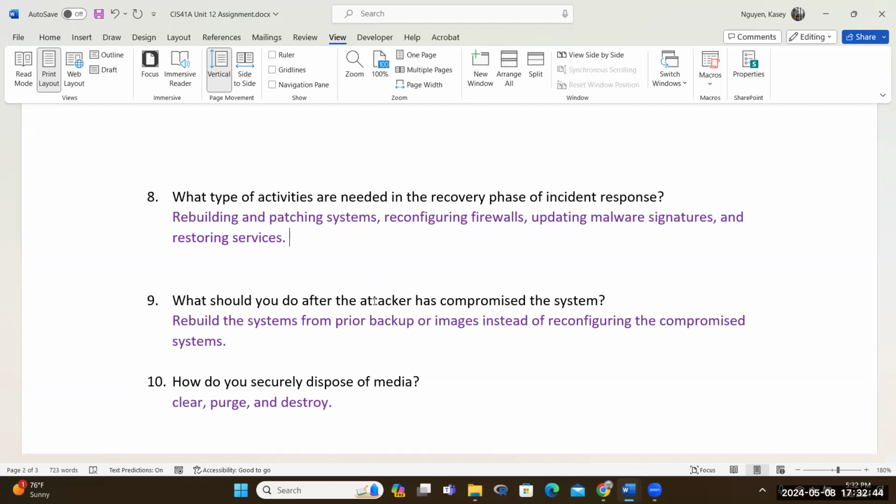So you're going to rebuild from the prior backup or the images instead of reconfiguring the compromised system. That means that the compromised system gets wiped, right? And then you re-image and restore the data. Because if you just reconfigure that compromised system, if they already have a backdoor installed, they will come back to that system. Okay. So you need to make sure that you have a failover system. You put that image on that failover system before you take it down, especially for the server.